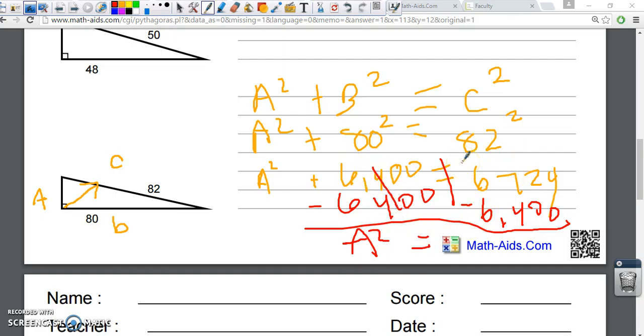Subtract 6,400. You will get 324. But remember, that final answer must be the square root of this number. So the square root of 324, which is 18. A equals 18 for this one.